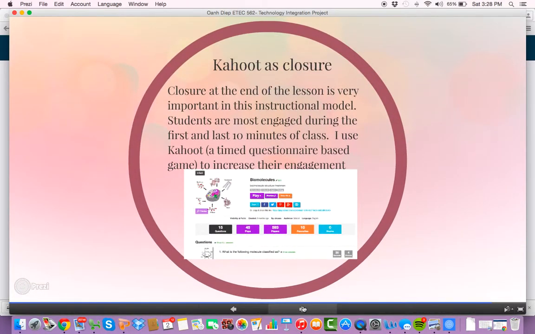Kahoot. I use Kahoot quite often as a closure in my classroom. Studies have shown that students are most engaged in the first and last 10 minutes of class. So in the first 10 minutes, I use a hook, a video, an image, a visual, anything to gauge their excitement for the lesson to come. And for Kahoot, I use it as closure in the last 10 minutes, when students are gathering things, getting ready to leave, the bell about to ring. I would pop up Kahoot, and as soon as I do, students will be in their seats, getting their devices out, and starting to play this game.